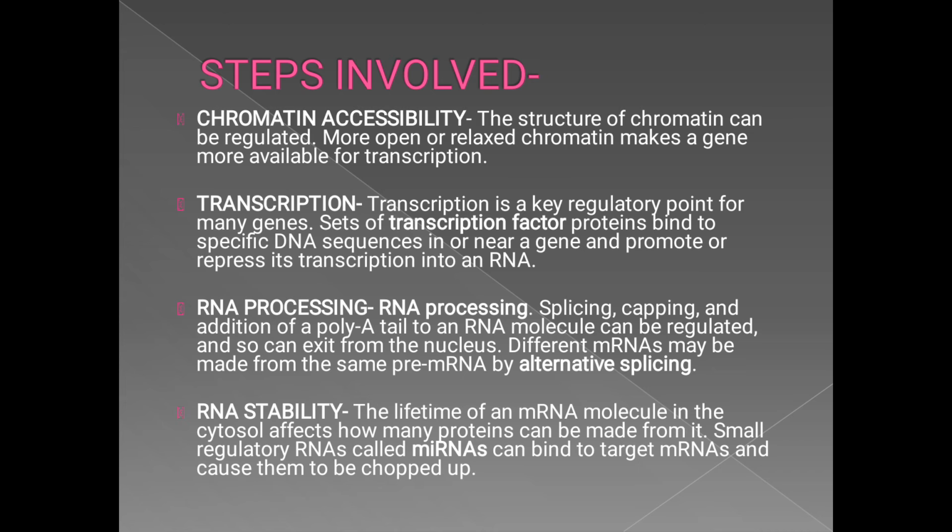In RNA processing we have splicing, capping, and addition of a poly A tail to an RNA molecule, which can be regulated and so can exit from the nucleus. Different mRNAs may be made from the same pre-mRNA by alternative splicing. After RNA processing, we see RNA stability.